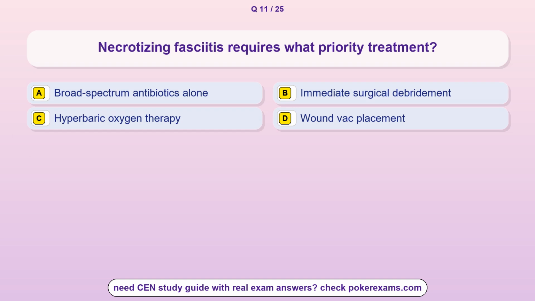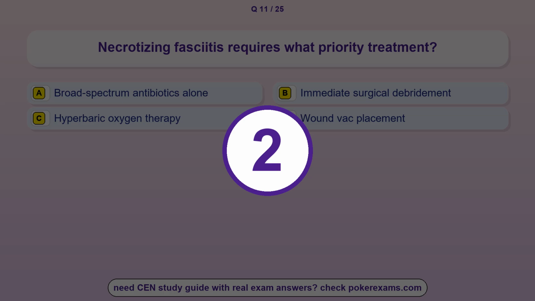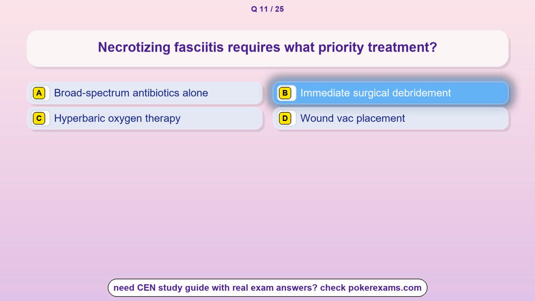Question 11. Necrotizing fasciitis requires what priority treatment? Option A, broad-spectrum antibiotics alone. Option B, immediate surgical debridement. Option C, hyperbaric oxygen therapy. Option D, wound vac placement. The correct answer is option B, immediate surgical debridement.